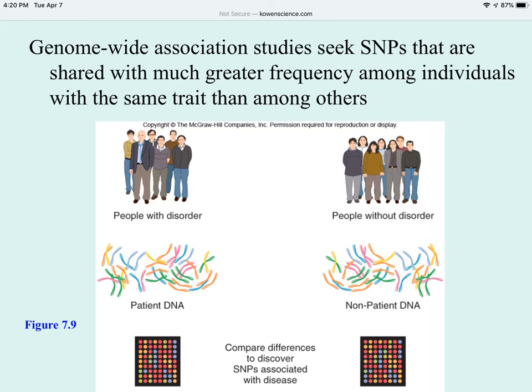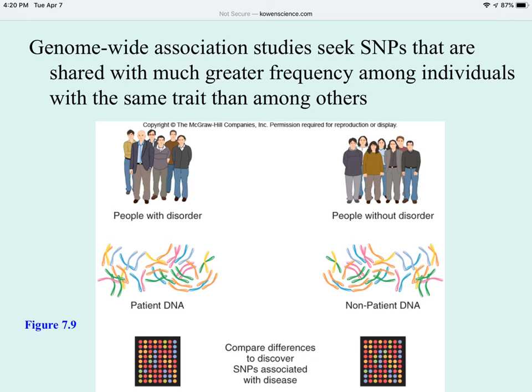So again, the Genome-Wide Association study is looking at SNPs that are shared with much greater frequency among individuals with the same trait than with other traits. And so that will help them connect SNPs with specific diseases and SNPs with certain medications that work better.